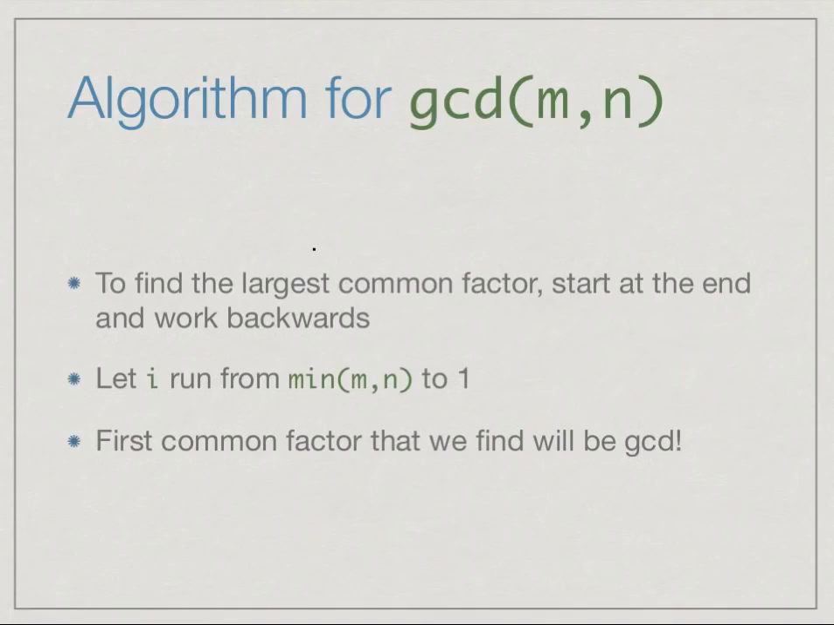So what we noticed was that though these different versions are simpler than the earlier versions, they all have the same efficiency in terms of computation, which is that they will force us in the worst case to run through all the numbers between 1 and the minimum of m and n before we find the greatest common factor, whether we work forwards or backwards.